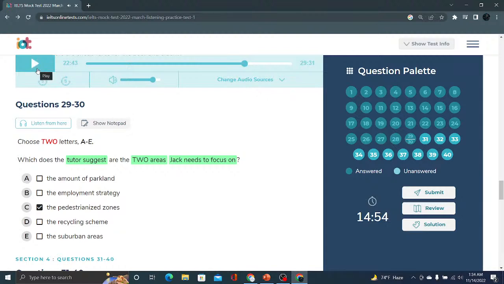The teacher was saying that, and don't forget about their recycling strategies.